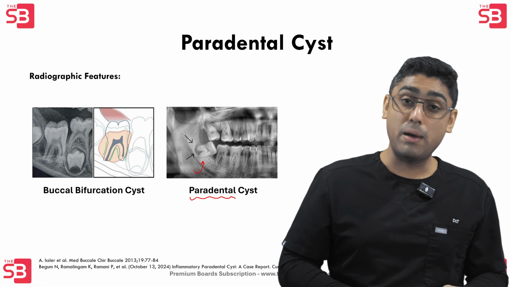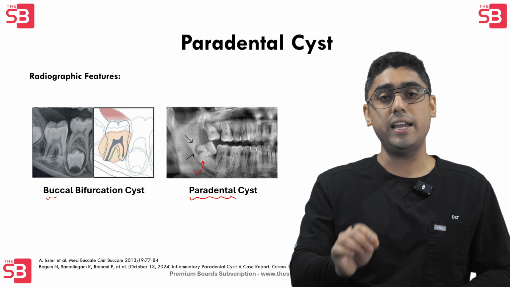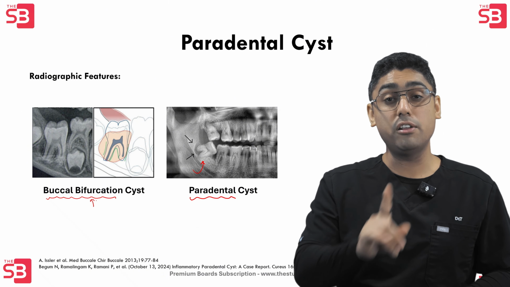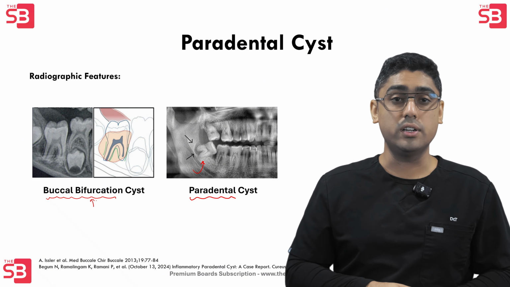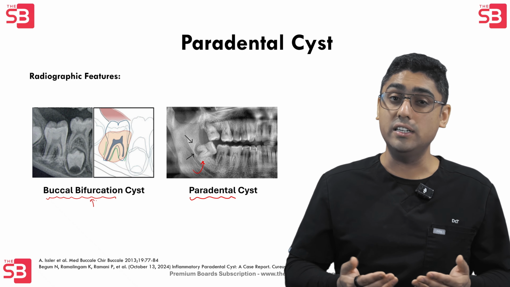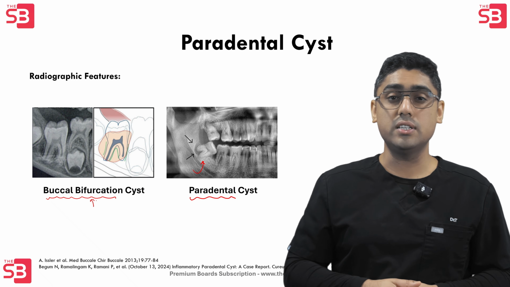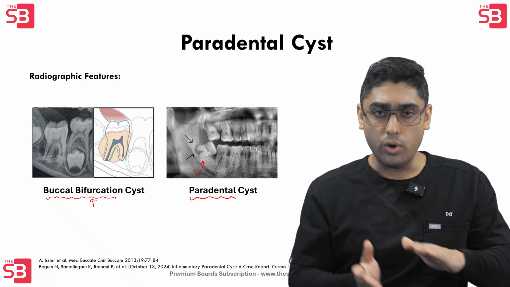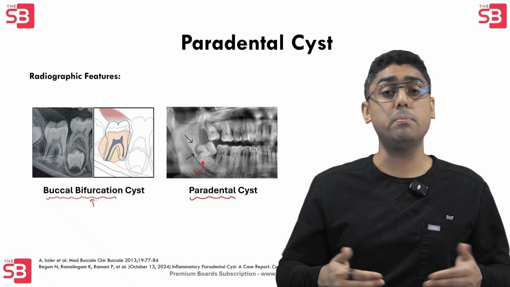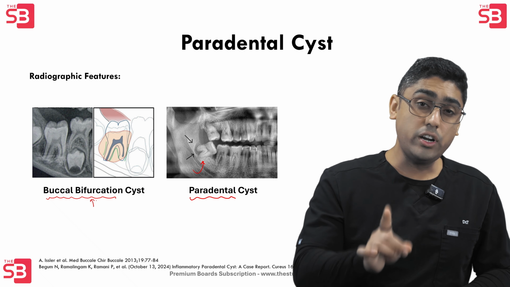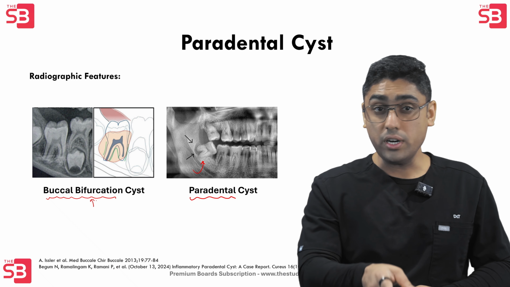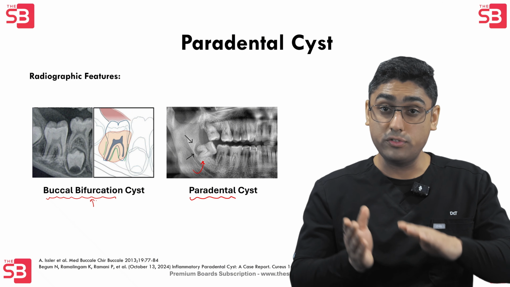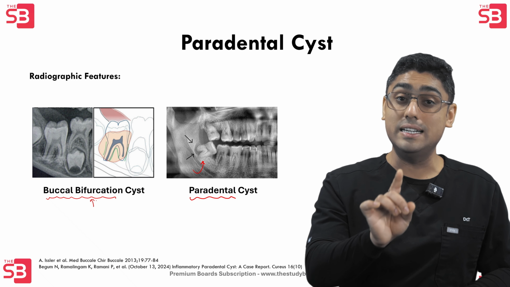And for the buccal bifurcation cyst, the typical site is going to be the buccal aspect of the roots of permanent mandibular first or second molar, and it shows up as a well-defined U-shaped radiolucency, often with a thin radiopaque line forming the lower limit, sometimes superimposing over the roots. Now, a sclerotic border may also be present, but what's important here is that the periodontal ligament space and the lamina dura of the involved tooth remain intact.